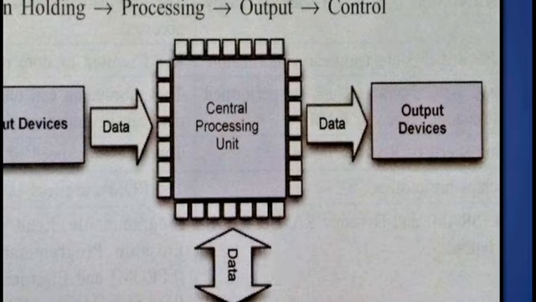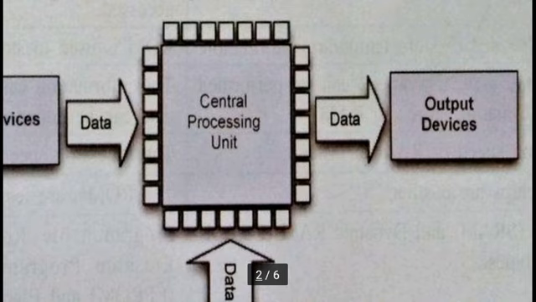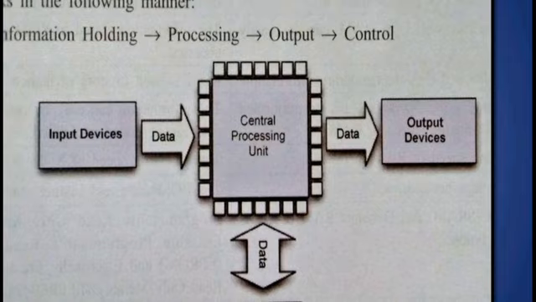CPU means central processing unit. It is the heart or soul of the computer. We can also say it is the brain of the computer system, meaning all decisions are taken by the CPU. So we can say first inputting, then data holding, then processing, and then we get outputting.